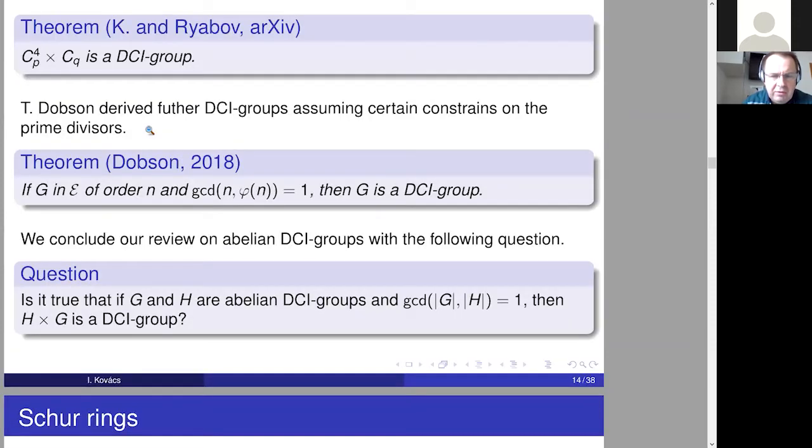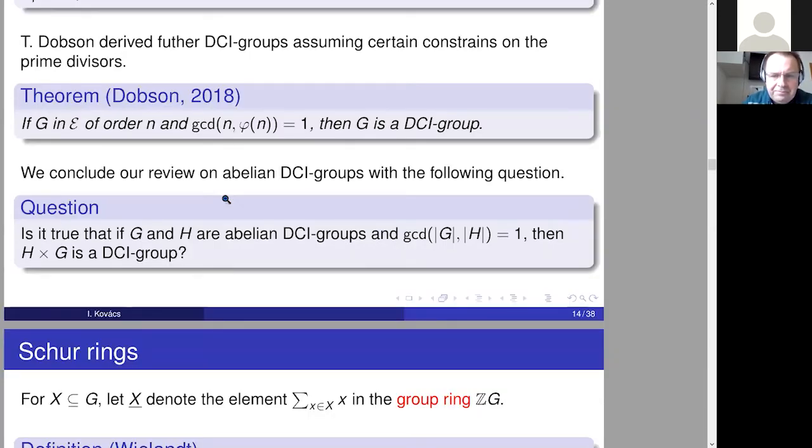And I would like to mention that Ted Dobson derived further DCI groups, assuming certain constraints on the prime divisors, and this is his result. So if G is a possible candidate, and the order satisfies this condition, then G is a DCI group. He managed to prove that for general N with this condition.